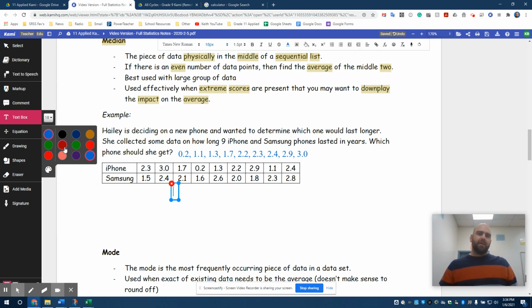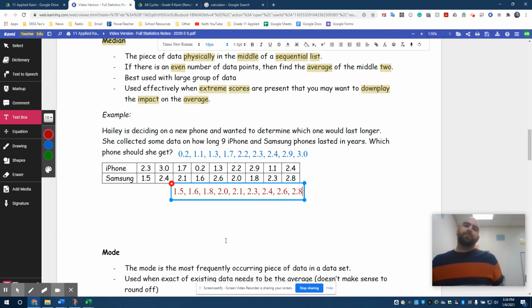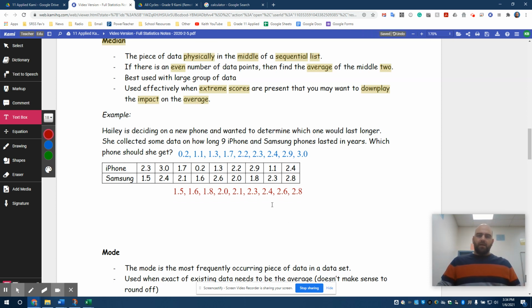We're going to do the same thing with our Samsungs: 1.5, 1.6, 1.8, 2.0, 2.1, 2.3, 2.4, 2.6, 2.8. So that's 1, 2, 3, 4, 5, 6, 7, 8, 9. All right, so we want to figure out which one's better, which one has the higher average.